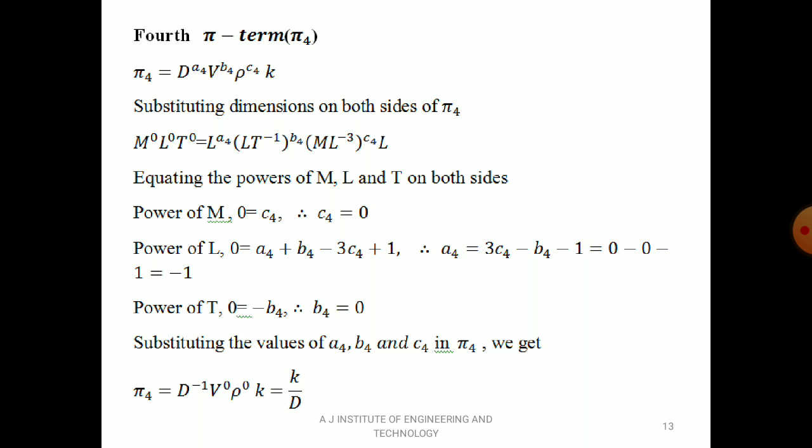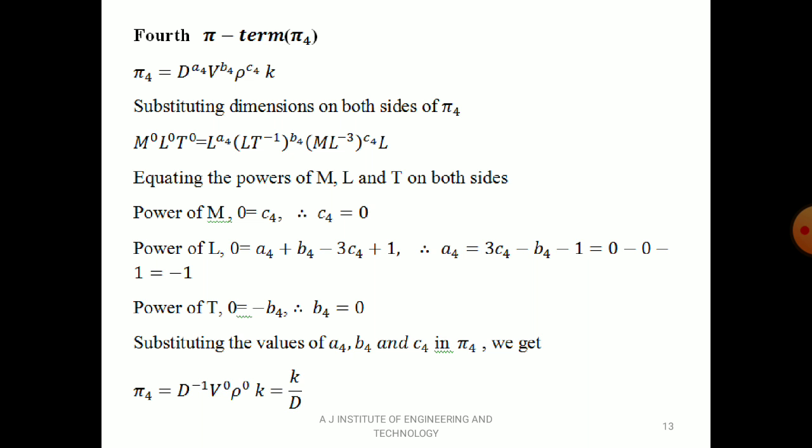Then substituting dimensions on both sides of pi 4, we get M to the power 0, L to the power 0, T to the power 0 equal to L to the power a4 into L T to the power minus 1 to the power b4 into M L to the power minus 3 to the power c4 into L. So equating the powers of M, L and T on both sides. Power of M first: M to the power 0 on left hand side, M to the power c4 on right hand side. So 0 equal to c4, therefore c4 equal to 0.